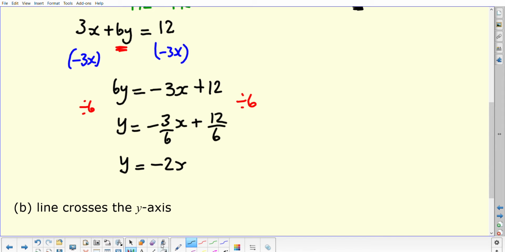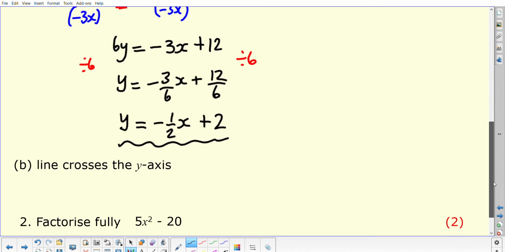Don't make the mistake of thinking, oh, it's 6 and 3, so that's 2. Remember it's 3 over 6 that we're looking for here, so that should have simplified to y equals negative a half x plus, that part is 2.